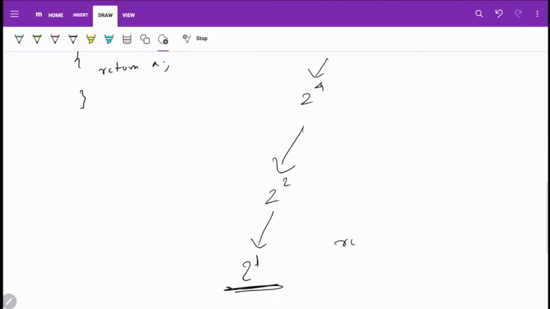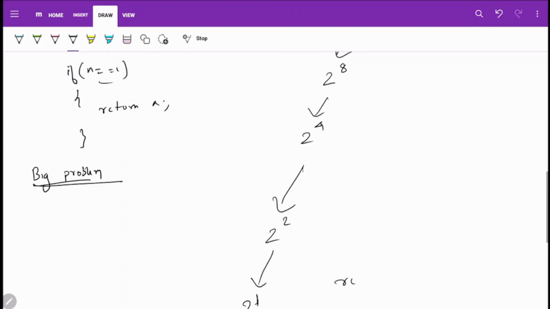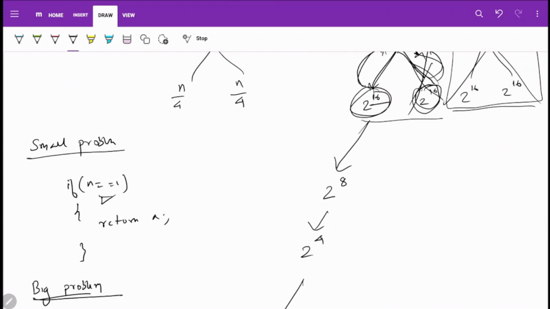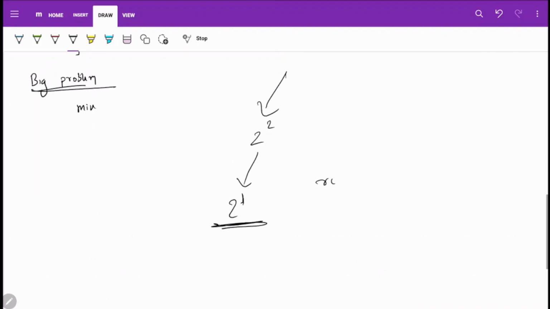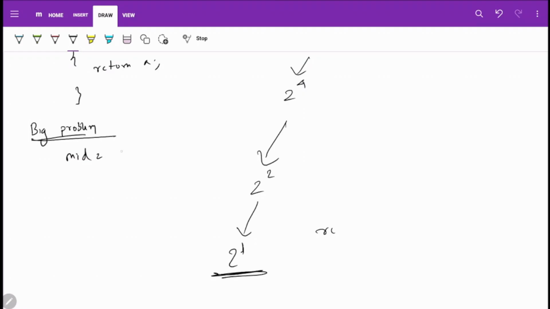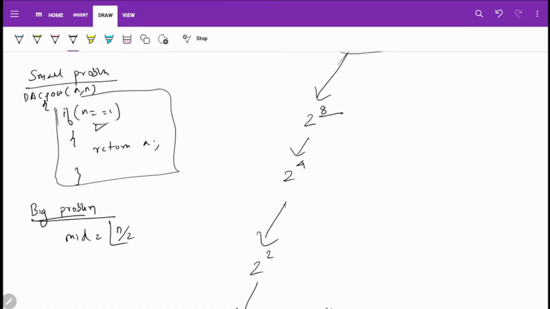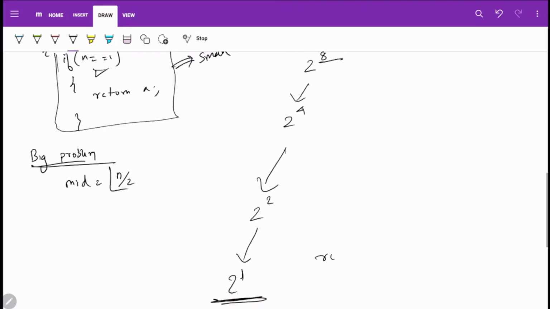And the big problem will be if n is not equal to 1, like if n is greater than 1. So what will we do? We will divide. Why are we dividing? You can see we are dividing it by 2. So we will take mid equal to n divided by 2. Then let's say the name of the function is DAC pow, and I am sending a and n. So this part is for the small, and this part will be for the big.